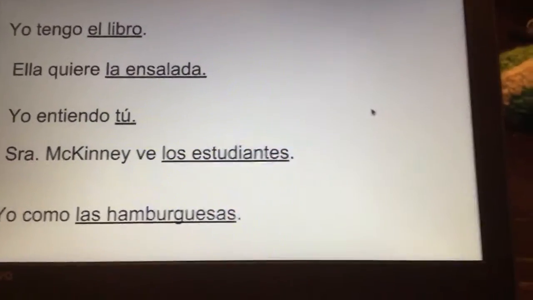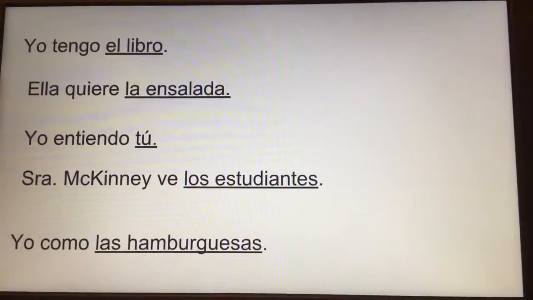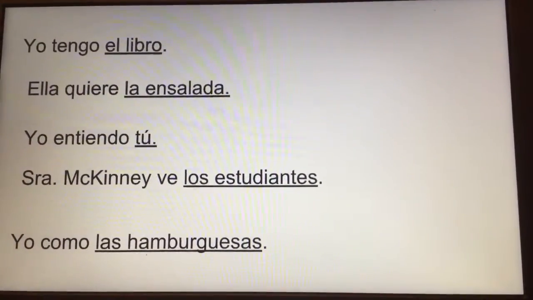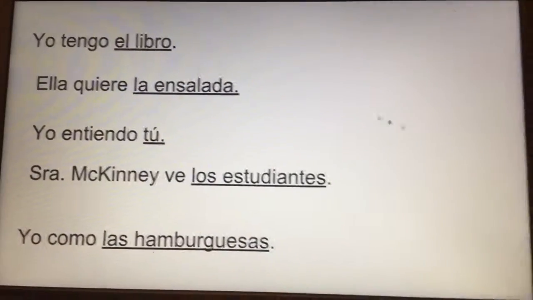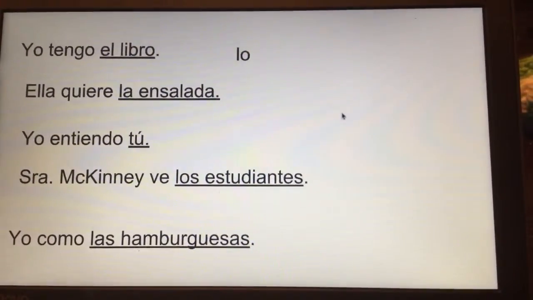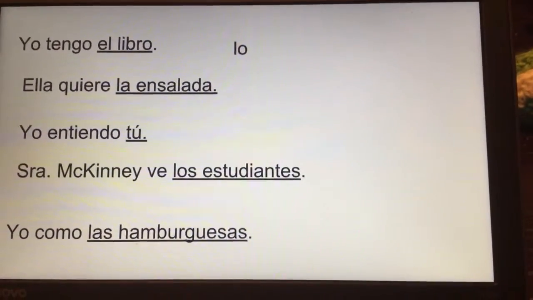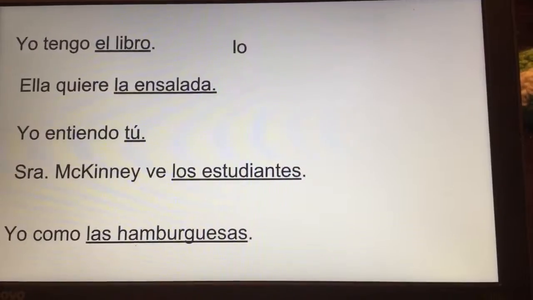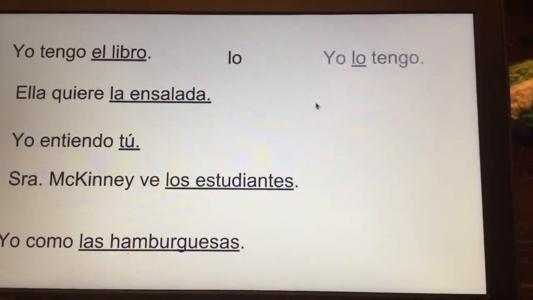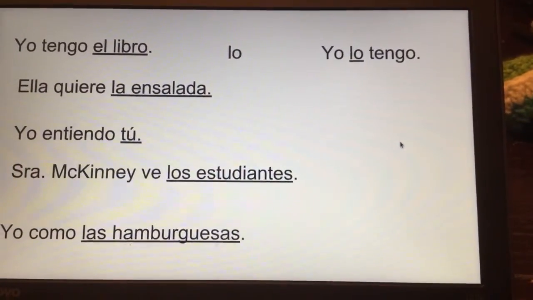So, let's try it. First sentence, yo tengo el libro. If we replace el libro with a direct object pronoun, we would replace it with the word lo. It is a singular masculine item. It is it. It's not a person, so I use it, lo. Lo would go before the verb. The verb is tengo, so now you have yo lo tengo. Instead of saying I have the book, you now say I have it.